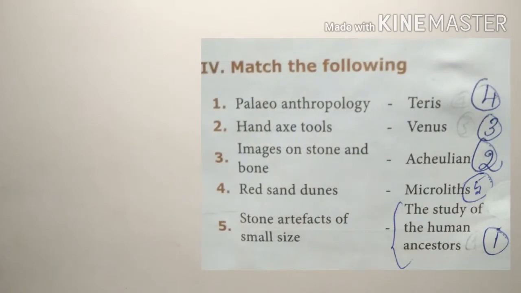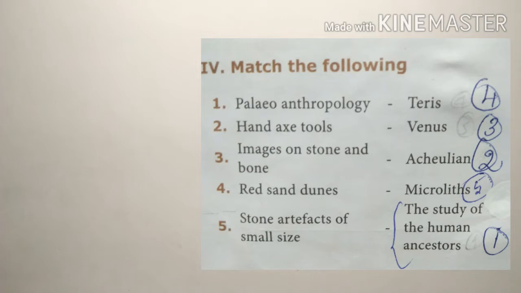Roman number 4, match the following. First one, paleoanthropology. Come to the right side. The answer is the last one, the study of human ancestors. Question number 2, hand axe tools. Answer is Acheulean. See the right side, third word, Acheulean.